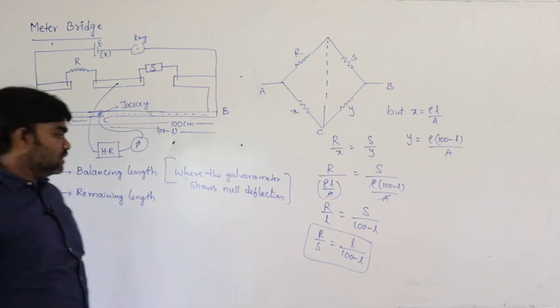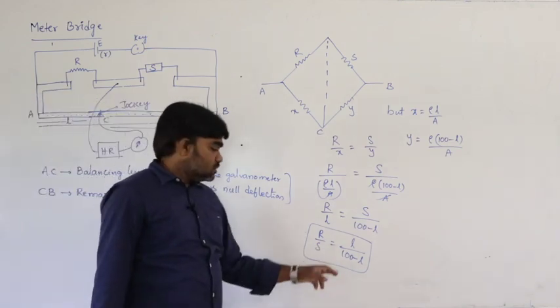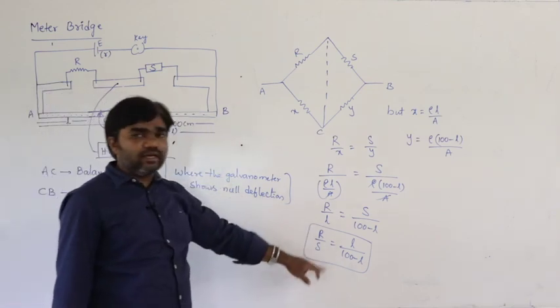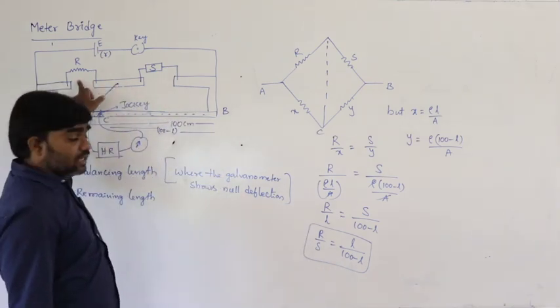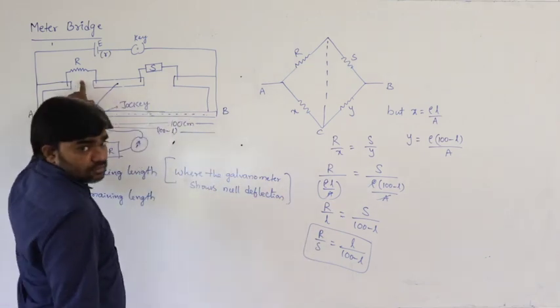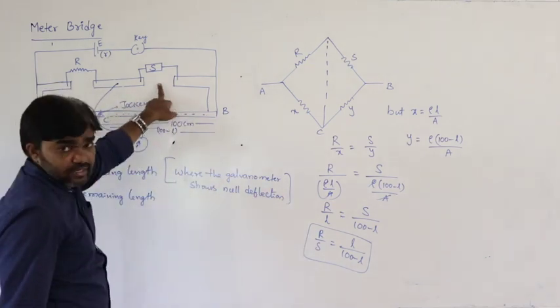R by S is equal to L by 100 minus L. That means resistance in the left gap divided by resistance in the right gap. See here, this is the left gap and this is the right gap.